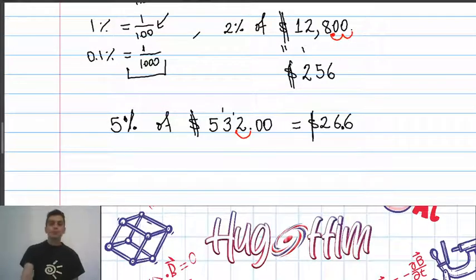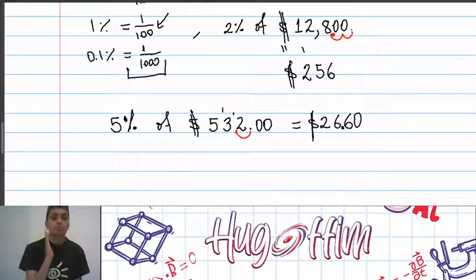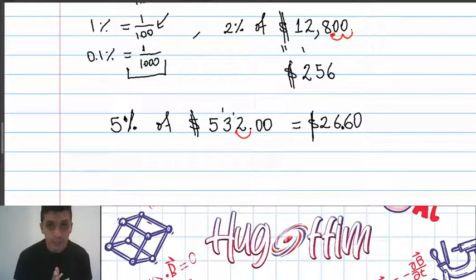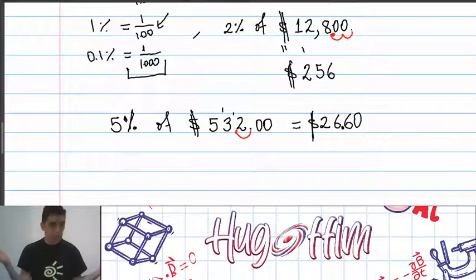So $26.60, and that's the 5% of 532. I'm doing it very quickly, thinking. Maybe you prefer to get the 1% and multiply it times 5. It's okay if you do it, it's okay if you work on that.